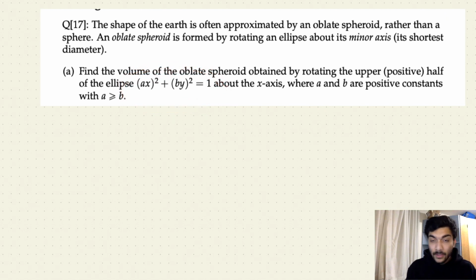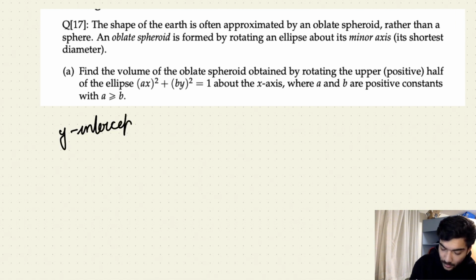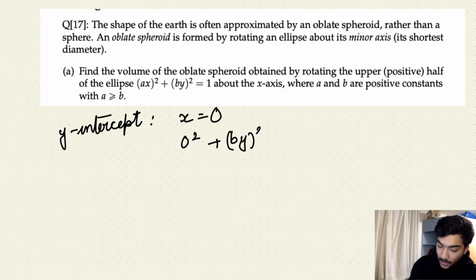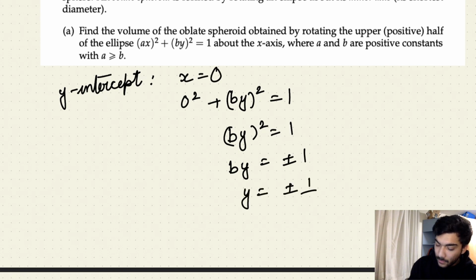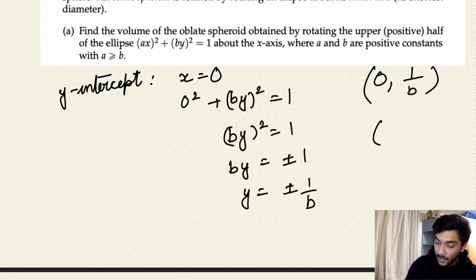So let's calculate the y-intercept in this case. I'm substituting x equals 0 in this equation, so it would be 0 squared plus (by) whole squared equals 1. So it would give me (by) whole squared equals 1, so by would be equal to plus minus 1, and y would be equal to plus minus 1 upon b, right? So the y-intercepts in this case are (0, 1/b) and (0, -1/b).